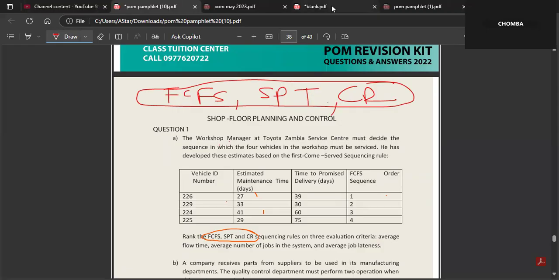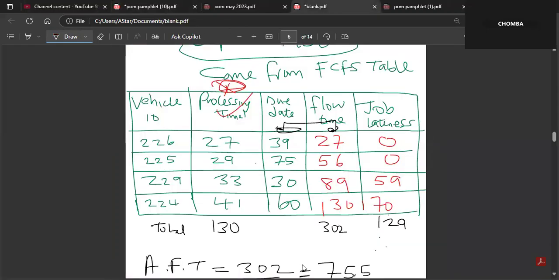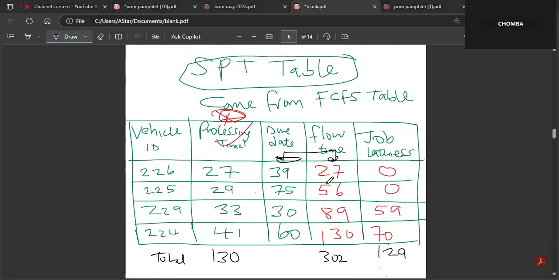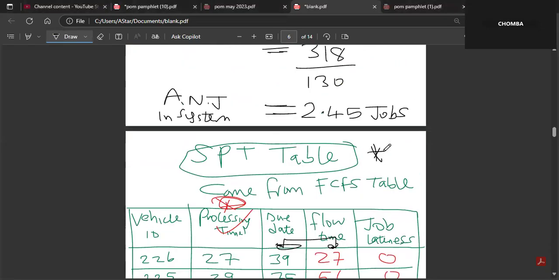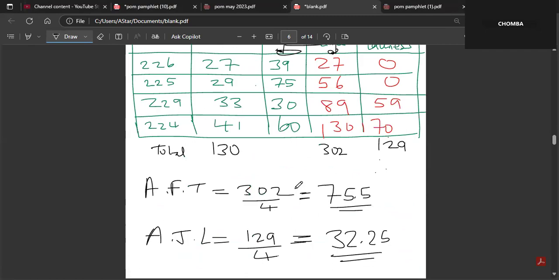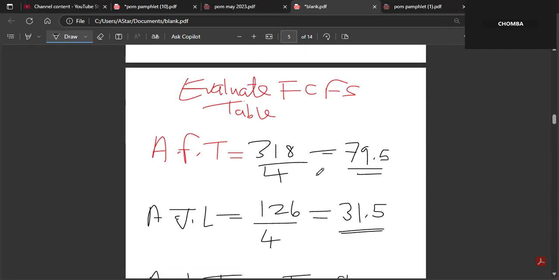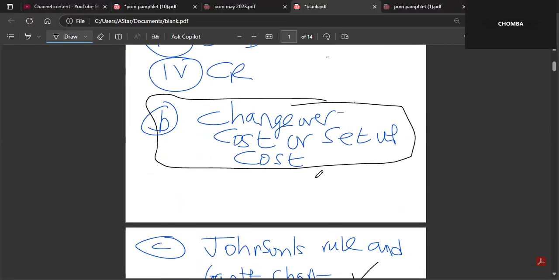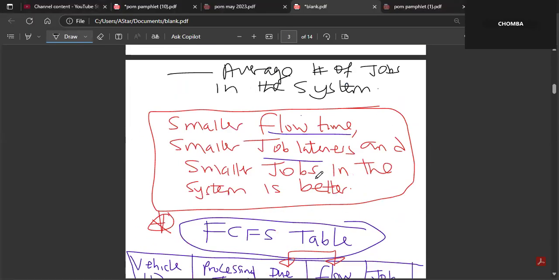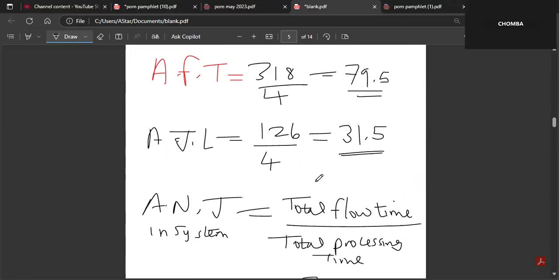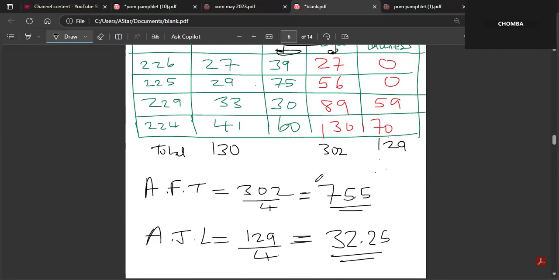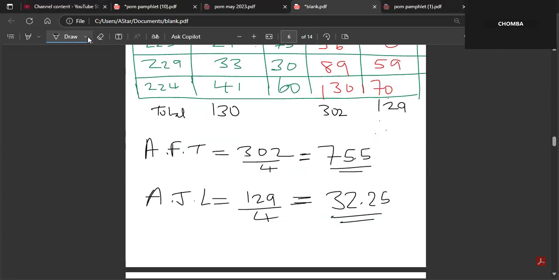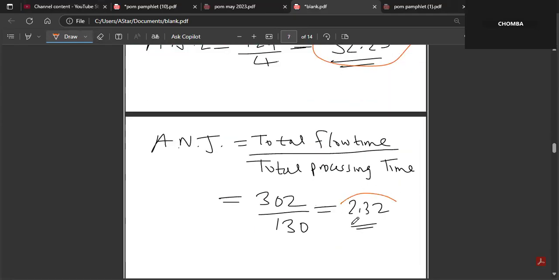So that's why we are evaluating this table now. Okay. Yeah, this table is the SPT table. It's coming from the mother table, the first come, first serve table, yes. So this is on sequencing rules. Is that okay? That's fine. So we have actually sorted out the average flow time, average job lateness, and average number of jobs in the system.